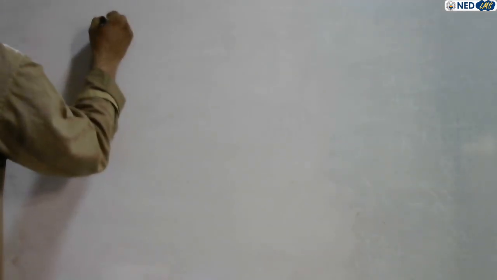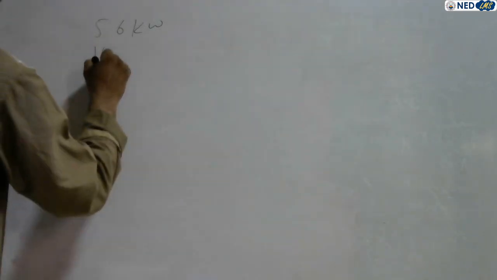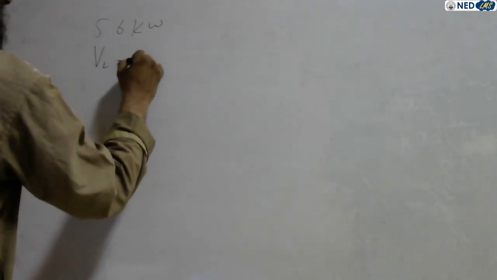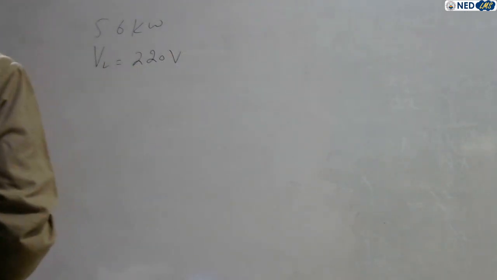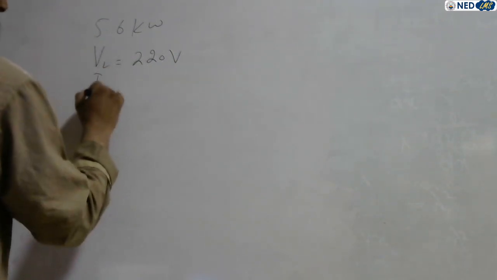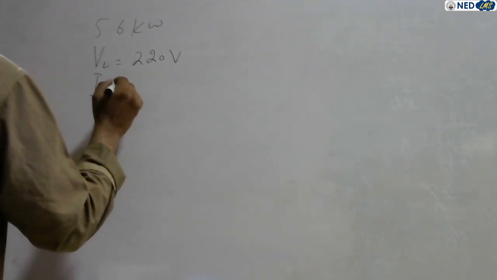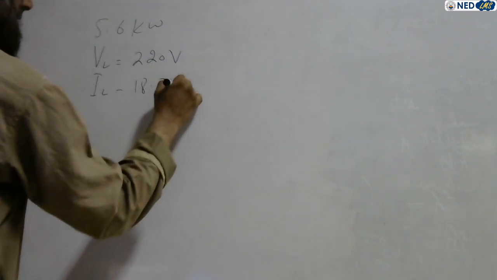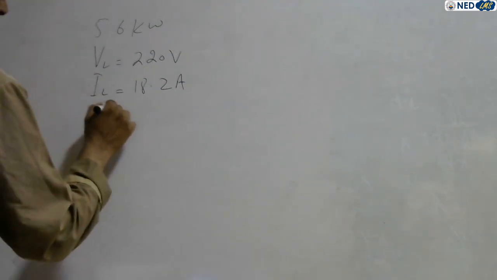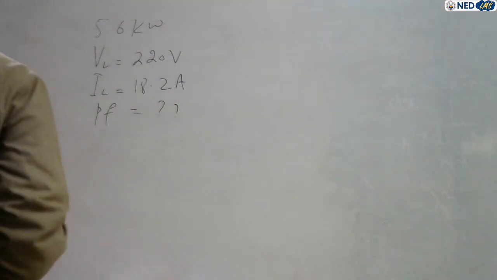A three-phase motor can be regulated as a balanced Y load. The three-phase motor draws 5.6 kilowatt. What is this? This is active power. The line voltage is 220, and the line current IL equals 18.2 amperes. Determine the power factor of the motor. You have to find the power factor of the motor.